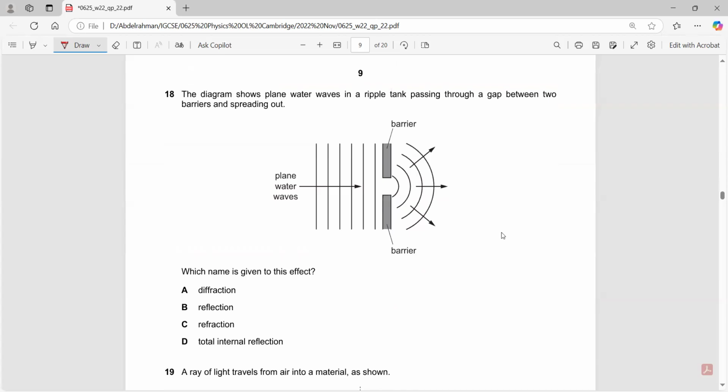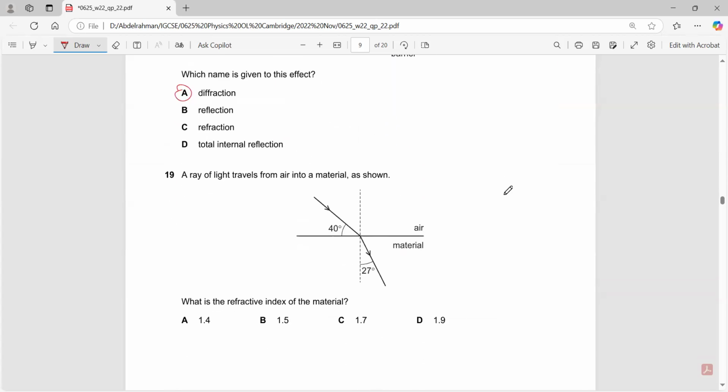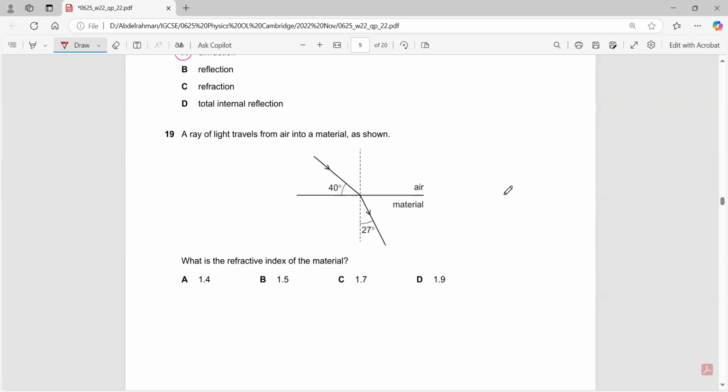Which name is given to this effect? Diffraction. Okay, that's easy. What is the refractive index of the material? So you have air and material, you have light. So n equals sine air over sine medium. Sine 40, is that right? It sounds right, but it's wrong. Because the angle of incidence is not 40, it's actually 50. So sine 50 over sine 27. This would be C, 1.7.